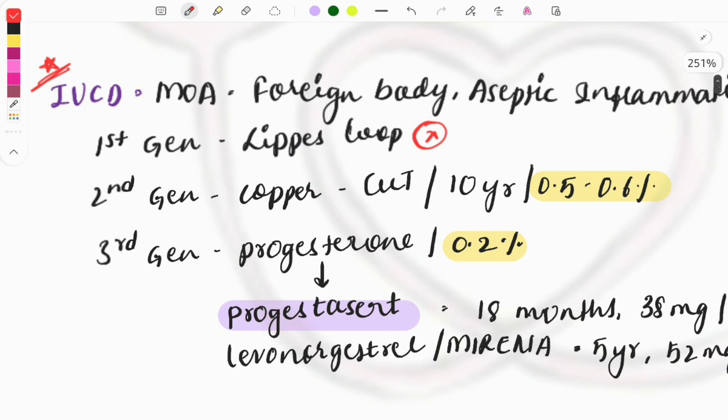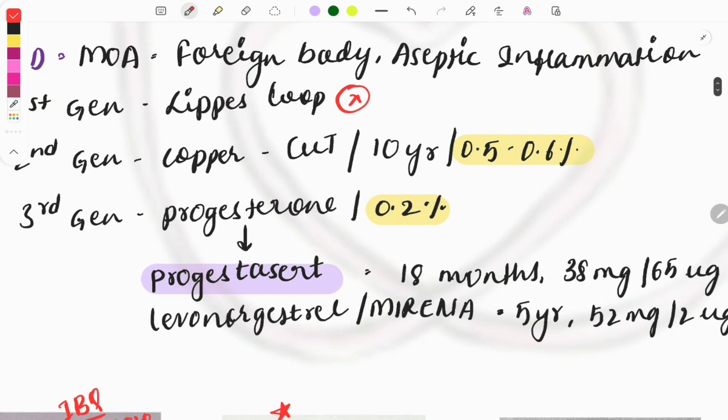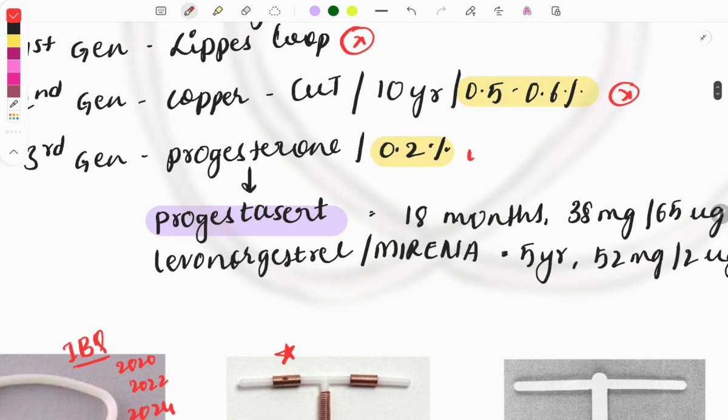Then copper T, the questions asked on the copper T are like the duration of the span. So it is used for 10 years, and this is the Pearl index. But we nowadays do not use copper T also much. Nowadays these only are preferred.